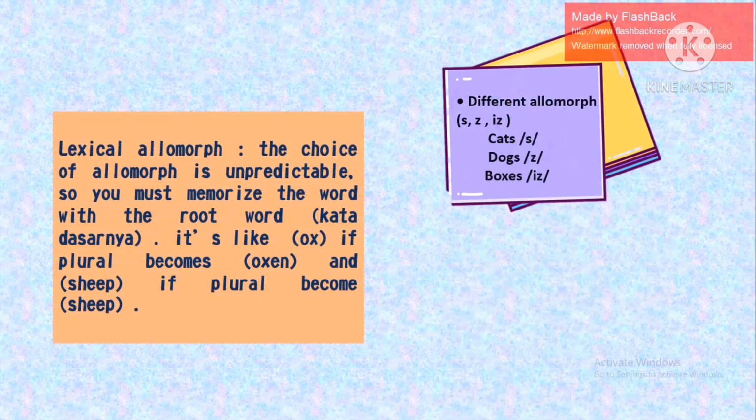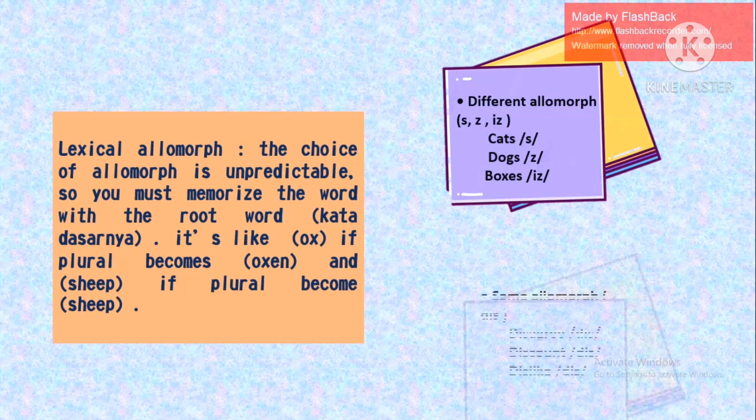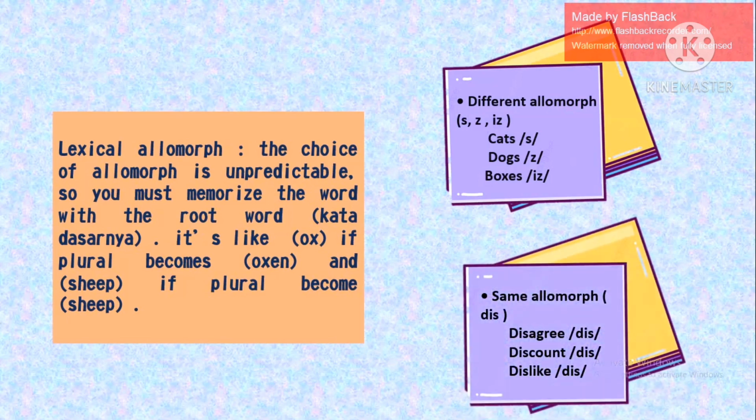The lexical allomorph has two types. The first is different allomorph. The different allomorph includes s, z, and iz. For example, like cats, dogs, and bugs. And the second type in lexical allomorph is same allomorph. The same allomorph includes dis. For example, like disagree, discount, and dislike.